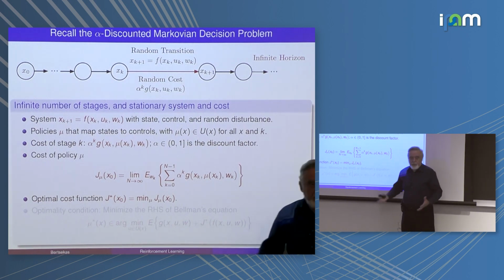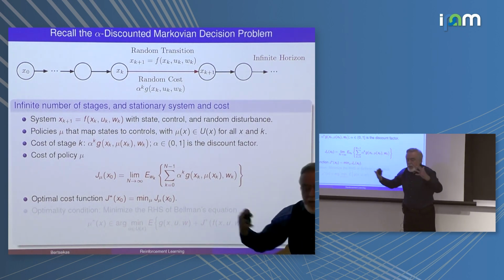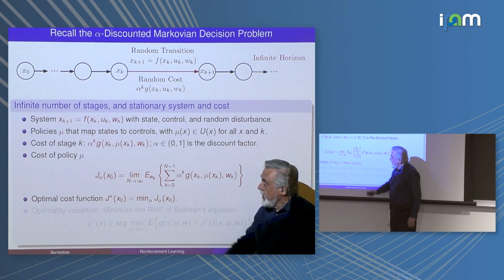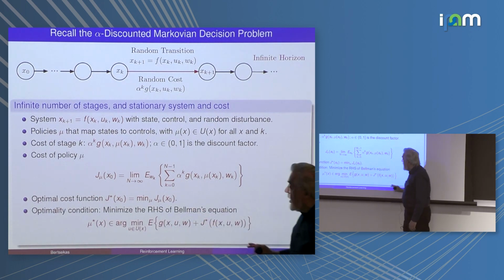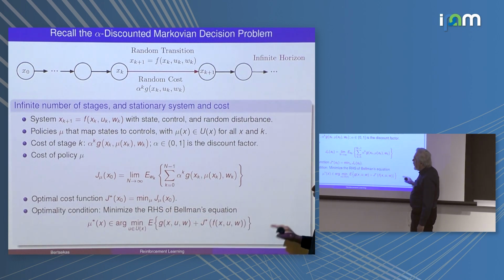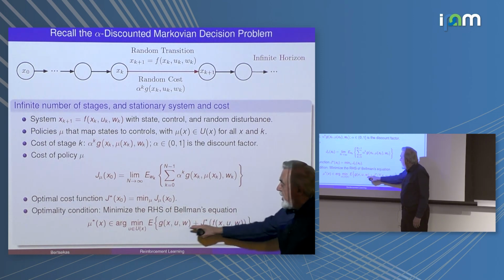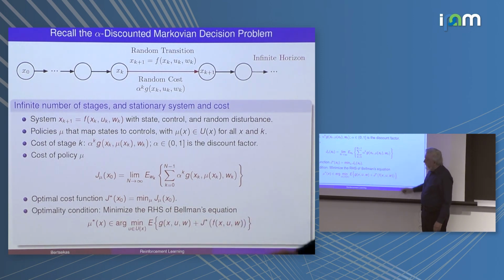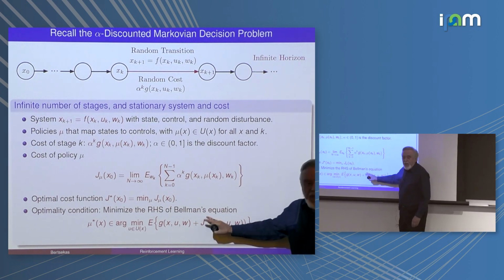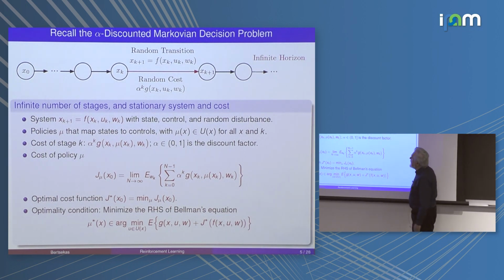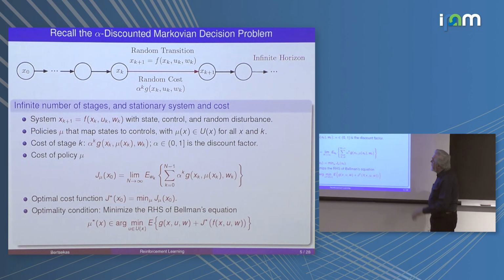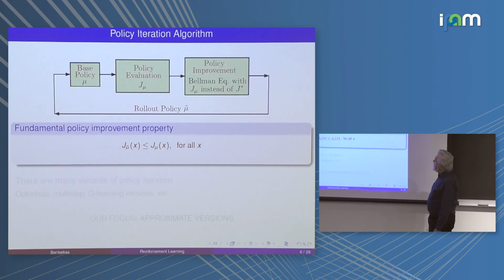So it's a function. It depends on the initial state, and it's the main object that you're interested in, because if you know J star, then you can obtain an optimal policy by minimizing in the right-hand side of Bellman's equation. However, obtaining J star is extremely difficult for challenging problems. So we're going to work with approximations of that.